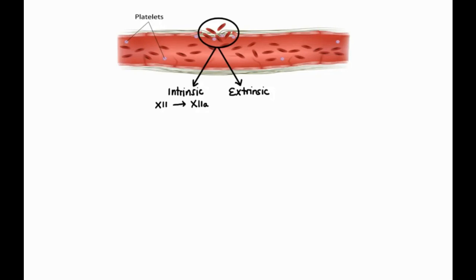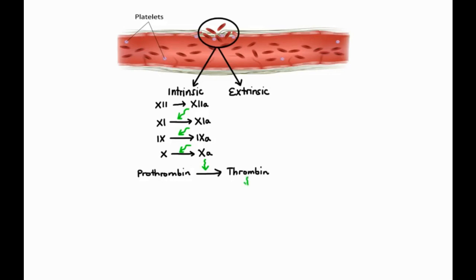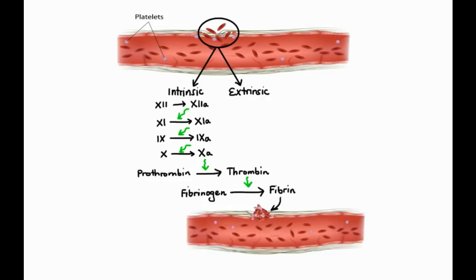A here denotes the activated form of factor 12, which in turn activates factor 11, which in turn activates factor 9, and after factor 9 it turns into factor 10. Activated factor 10, that is 10A, acts on prothrombin and converts it to thrombin. Thrombin acts on fibrinogen and converts it into fibrin, which forms the mesh that strengthens the platelet clots.